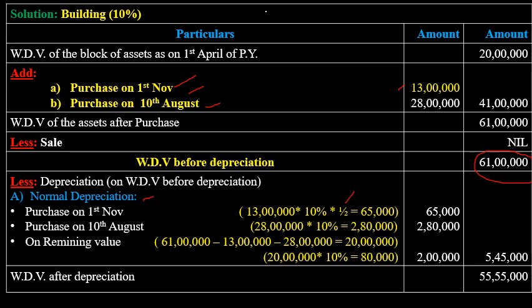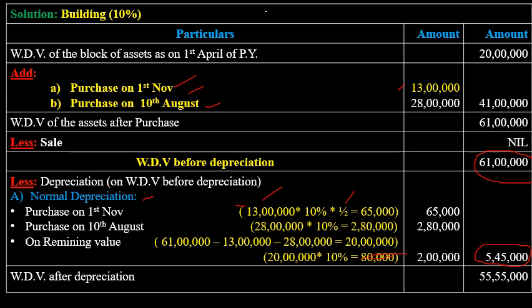Next is the purchase on 10th August, 28 lakh, 10%, and it was used for more than 180 days in the previous year, so 2,80,000. Next, on the remaining value, the total value for the depreciation is 61 lakh. In that, for 13 lakh we have already calculated the depreciation, and for 28 lakh also we have already calculated the depreciation. Remaining value for the depreciation is 20 lakh. 20 lakh into 10%, sorry, 2 lakh, not 80,000. So total depreciation for the asset is 5,45,000.